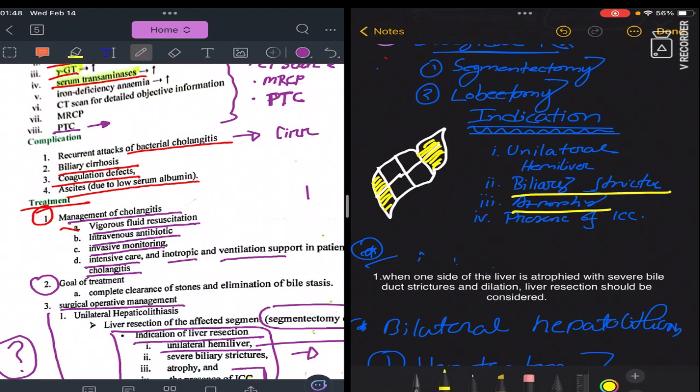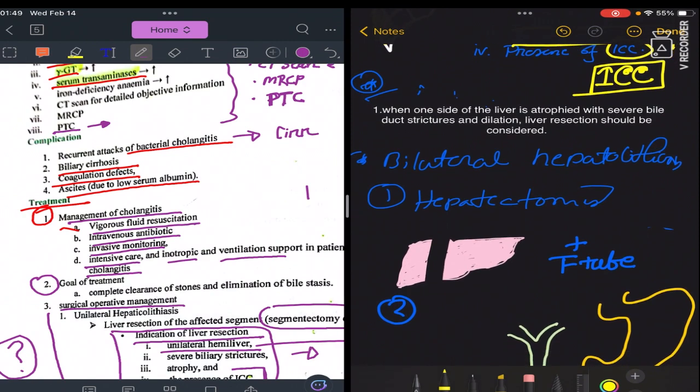So biliary stricture. These two criteria are considered as unilateral hemiliver, because if there is stricture of bile duct as well as atrophy, this is unilateral hemiliver, and there may also be presence of ICC, intrahepatic cholangiocarcinoma. Okay.